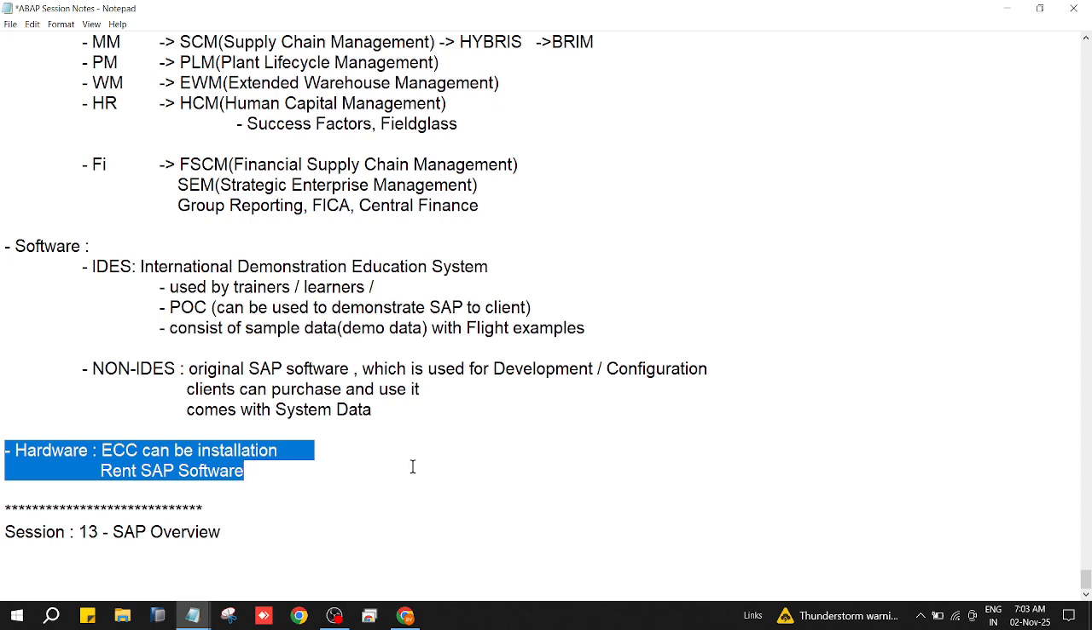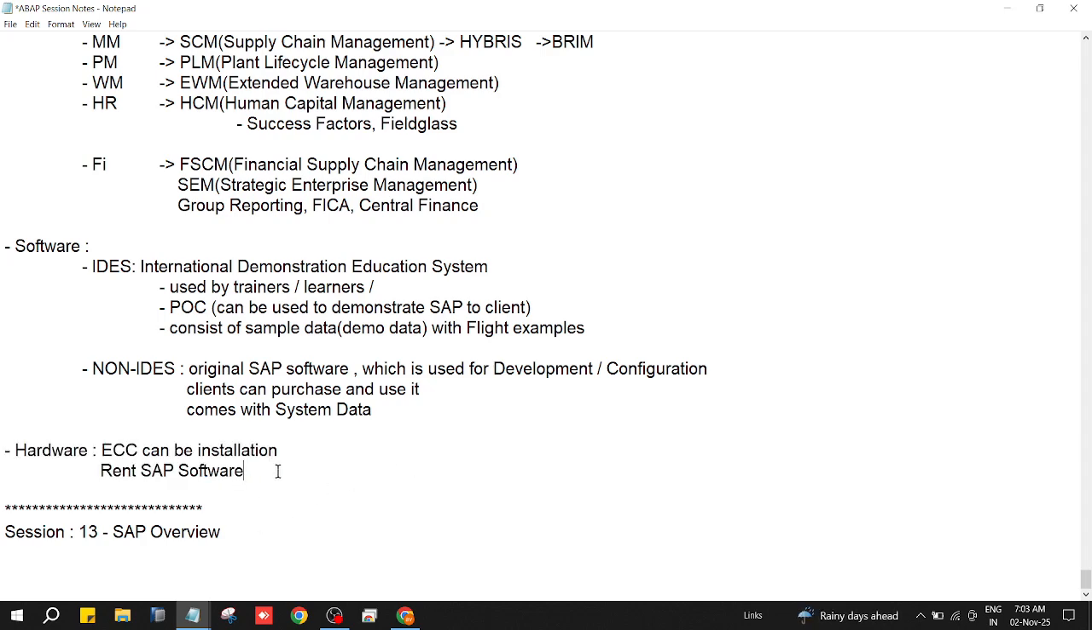If anybody wants to install SAP or rent SAP, you can reach out to this number, plus 91 950. This is the organization. You can speak to them for rental purposes. They will provide all SAP servers.